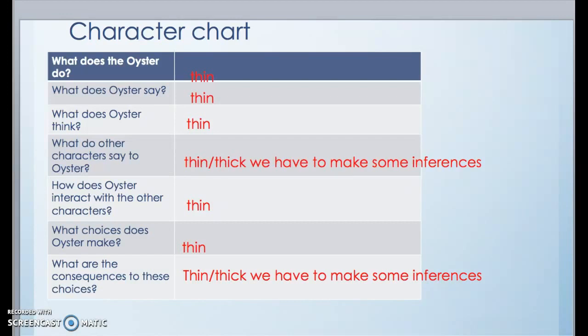Now, what they don't see is, you see where it says here, thin, thick, those types of questions. I don't put that in. That's just for this recording, so you know what we're looking at here. So what does Oyster do? That's a thin question. Kids can usually figure out what Oyster's doing. What does Oyster say? Okay, again, kids can generally point to something in the story and say it.